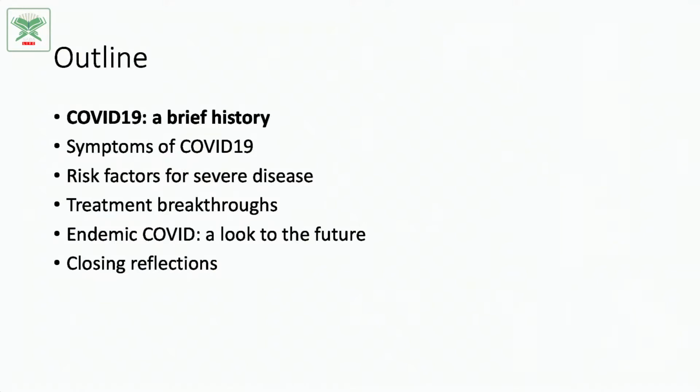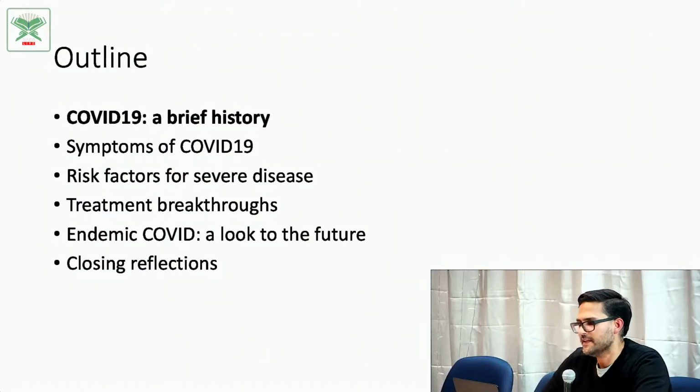So here's the outline of my talk. We'll go through a brief history of COVID. Then we'll talk about the symptoms of COVID-19, risk factors for severe disease, the treatment breakthroughs we've had over the last 2 years, and then we'll talk about a look to the future and some closing reflections.